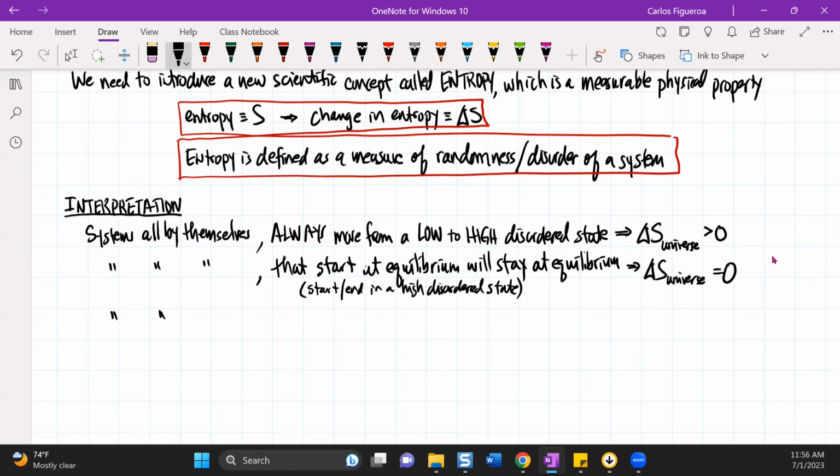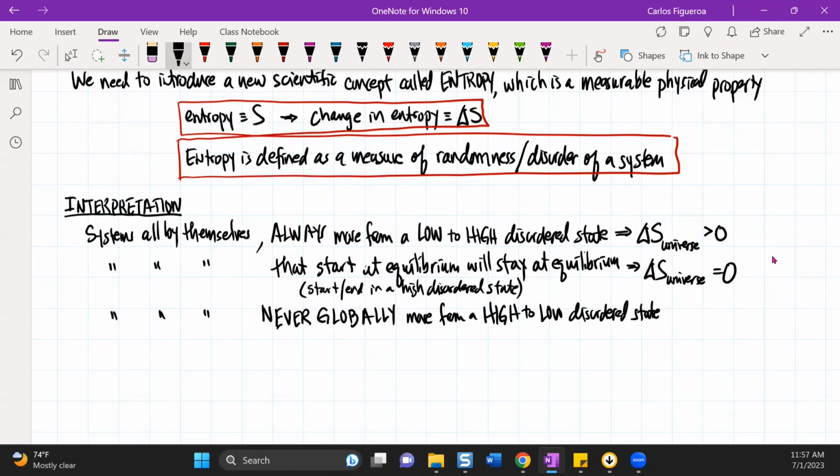And then we say that systems all by themselves never, globally, and you'll see what I mean here in a little bit, move from a high to a low disordered state. And in this case, we say that the entropy of the universe, where you have a decrease, that this is not possible.